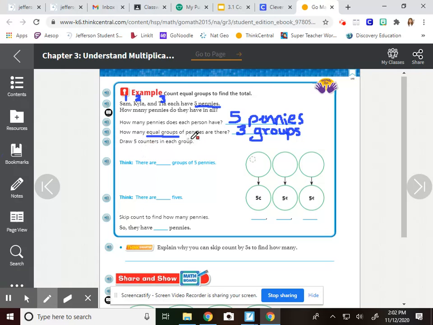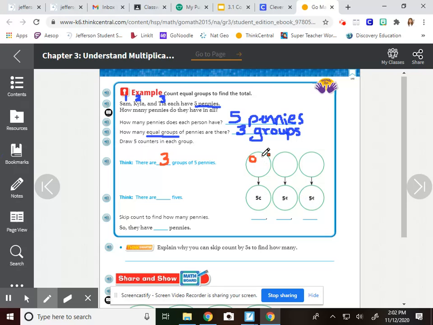Now we need to draw 5 counters in each group. Well, why do we need to draw 5 counters in each group? Because there's 5 pennies. Each person has 5 pennies. Okay, so we have to think there are 3 groups of 5 pennies, 3 equal groups, 3 people, 5 pennies each. Okay, so we're going to draw 5 counters in each one of these circles to show 5 cents each.